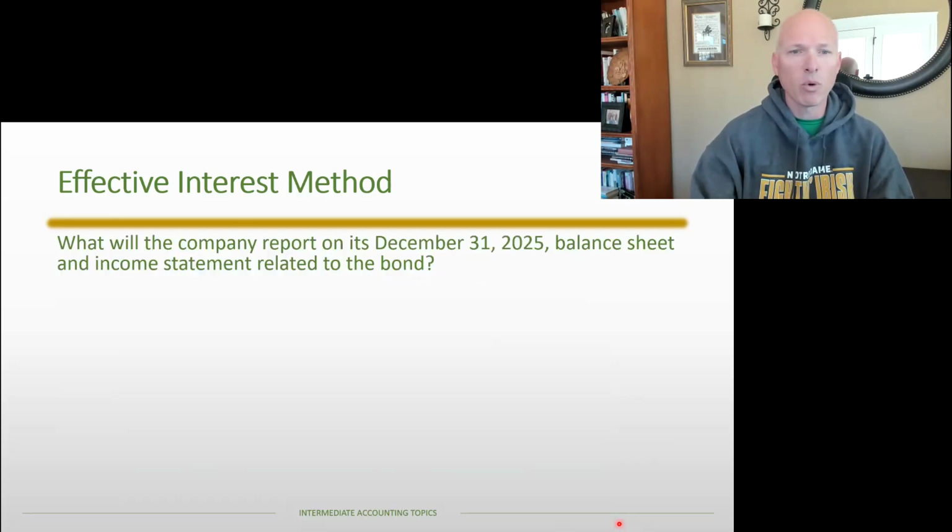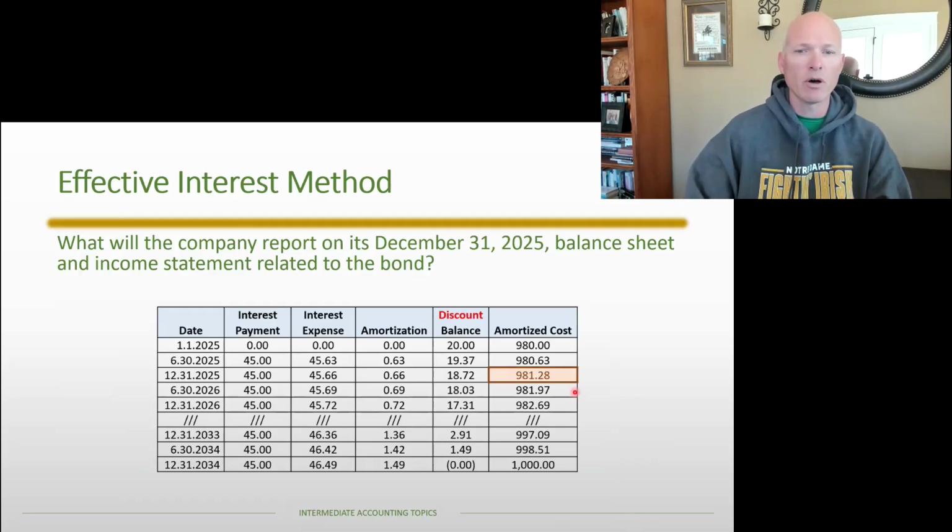And so what would they report on their balance sheet, or sorry, on their December 31st balance sheet and income statement related to this bond? So first of all, we have to focus on where we are at in time. And so where we are in time is at December 31st, 2025. And this is the amortized cost of the bond at that point in time.